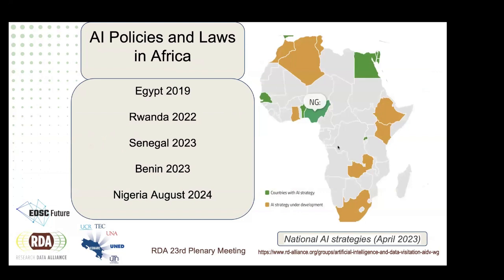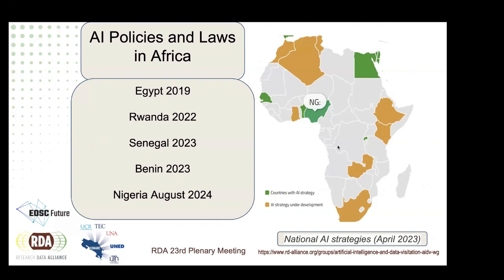Okay, so I was able to see that AI policies and laws in Africa have evolved over the years. Most of these technologies come to us and we embrace them. I found out that Egypt got theirs in 2019, Rwanda 2022, Senegal 2023, Benin Republic 2023 too. But Nigeria, which is my country and the focus, fortunately got a draft in this August 2024.